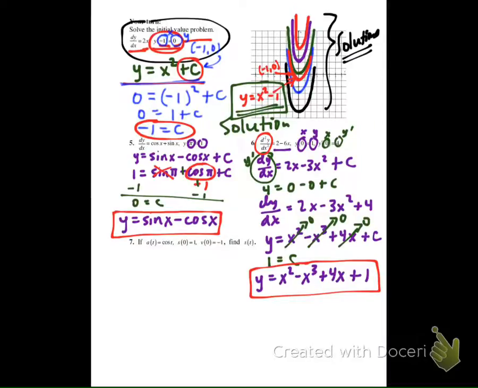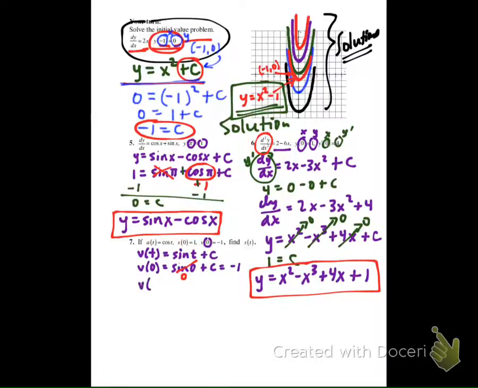We're given the acceleration, and I like these better because it puts more meaning to what we're doing. We know that the velocity is the antiderivative of the acceleration, so that would be sine of t plus c. Antiderivative of cosine is sine. And we know that velocity at 0, when we put a 0 in for t, is the sine of 0 plus c, which is equal to negative 1. The sine of 0 is 0, so we get that c is negative 1.